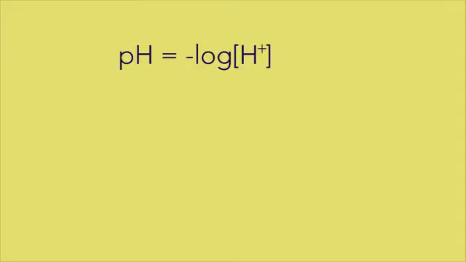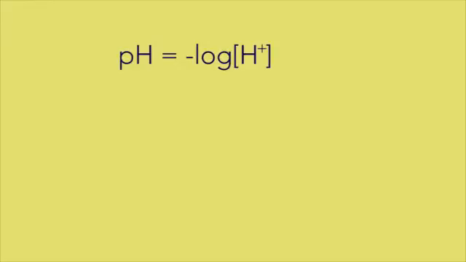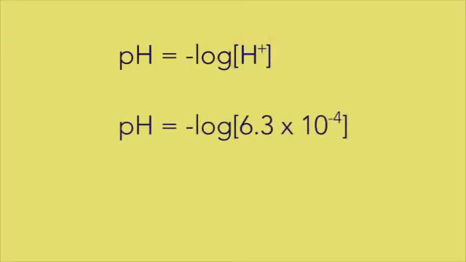Okay, now time for a little math. Sorry, don't hate me. All right, this formula says the pH is the negative log of the hydrogen ion concentration in a water-based solution. Here's an example you might see. Calculate the pH of a solution with a hydrogen ion concentration of 6.3 times 10 to the negative 4 molar. Here's what you do. Put the molarity number in the formula where the H plus goes, then type it all into your calculator. So we're going to put 6.3 times 10 to the negative 4 where the H plus is.